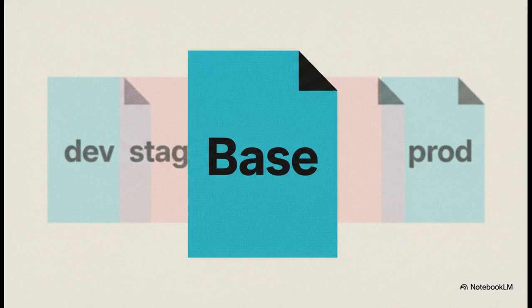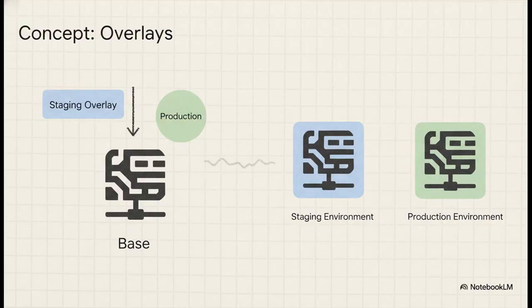The way it works is you start with a base. This is your standard vanilla YAML config. It's the version of your app that isn't specific to any one environment. Think of it as your single source of truth. And then, on top of that base, you apply overlays or patches. These are small snippets of YAML that modify the base for a specific environment. So you might have an overlay for staging that adds a specific label, and another overlay for production that changes the number of replicas. The base itself never changes.